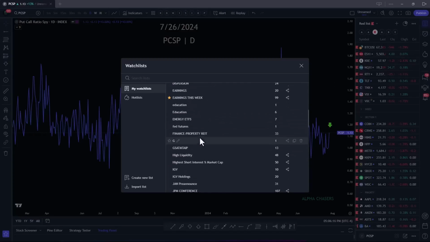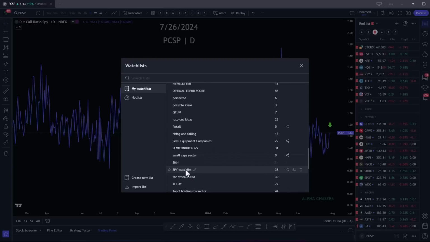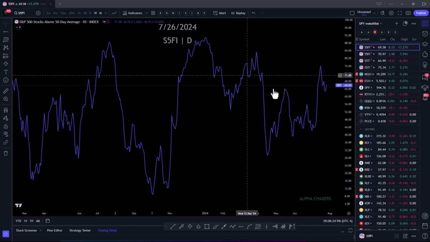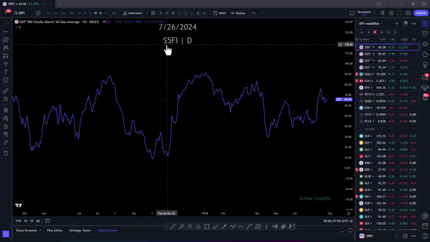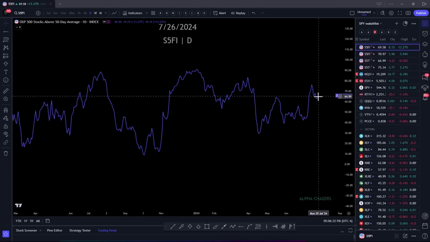I try to keep this as simple as possible sometimes, but today there's just some things out here I really want to point at. I'm going to go to this S&P watch list. I'll show you a couple things. I have this chart that I call it 4, and I look at these 4, but if we look at the stocks above the 50-day moving average, you're still at a 70.